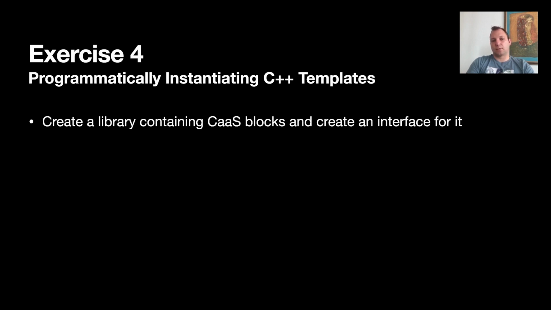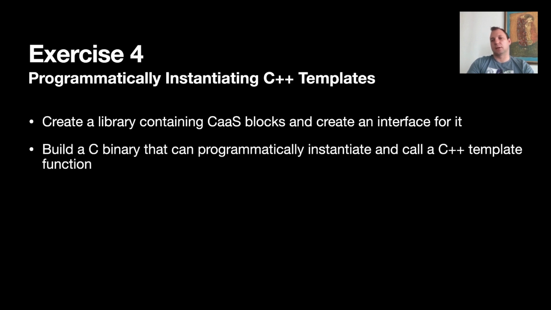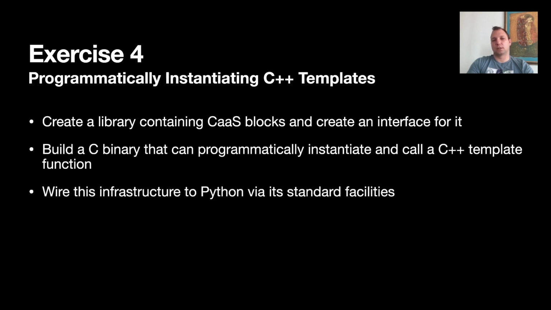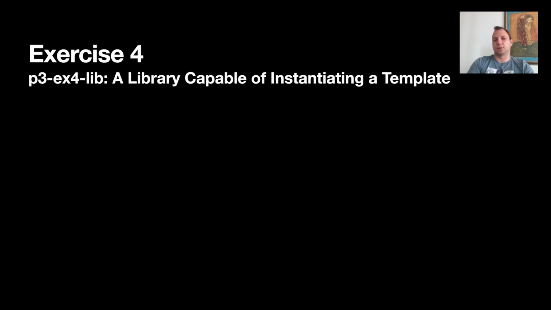So for the example 4, we want to create a library this time with compiler as a service blocks that create some interface of that library so that we can use it. Then we want to build a C binary that can programmatically instantiate and call a C++ template function. And then we want to wire that infrastructure to Python via Python standard facilities.